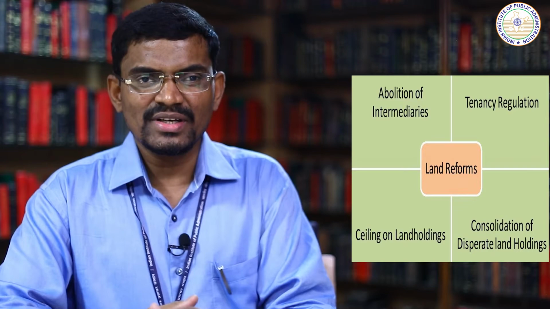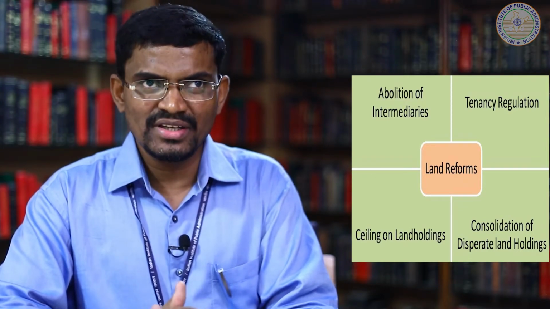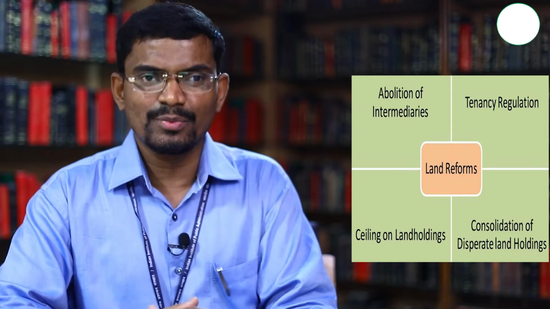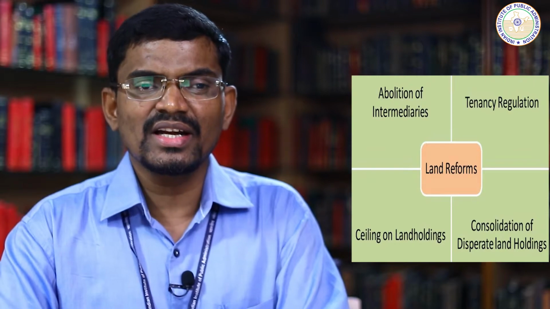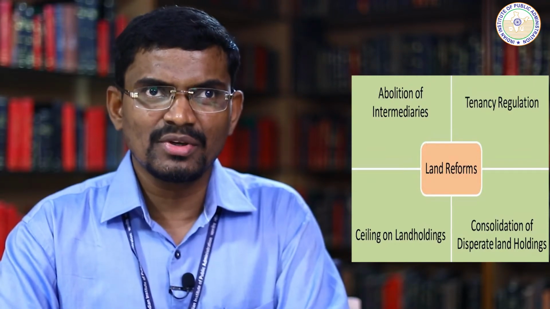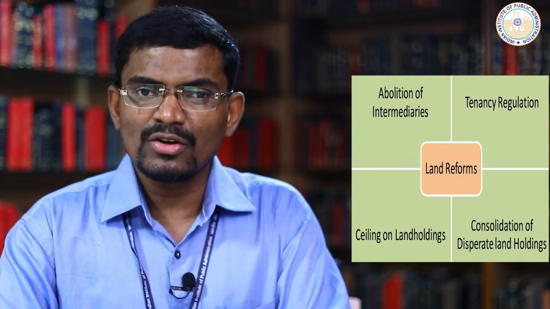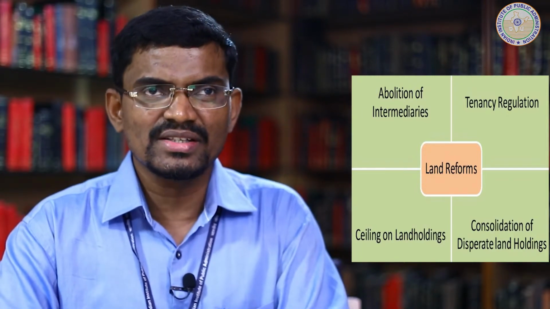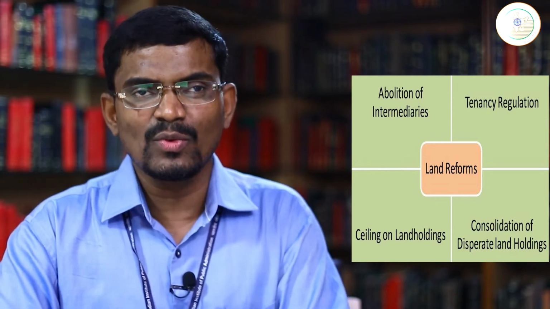The land reform strategy has 4 aspects: abolition of intermediaries, zamindaries and other forms of intermediaries; tenancy regulations; ceiling on land holdings, basically fixation of the land holdings of the farmers; and finally, consolidation of disparate land holdings, basically consolidating the scattered lands into one plot.